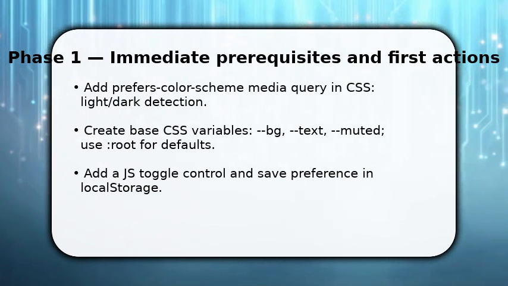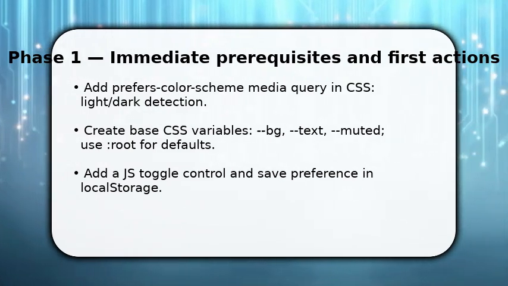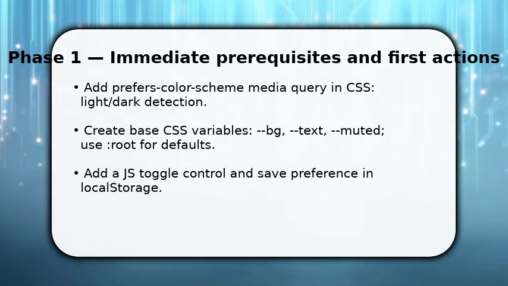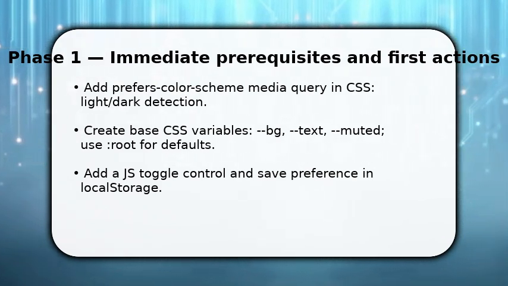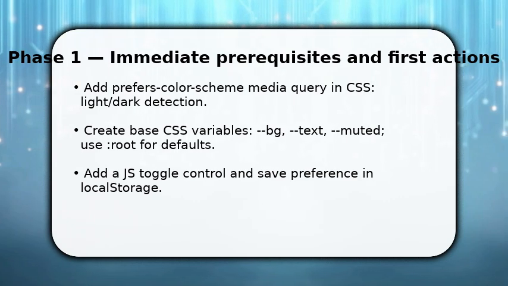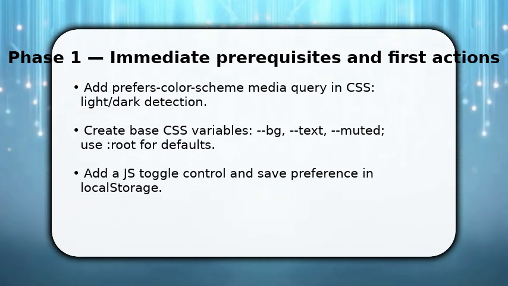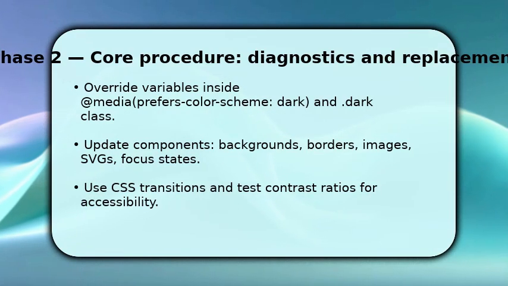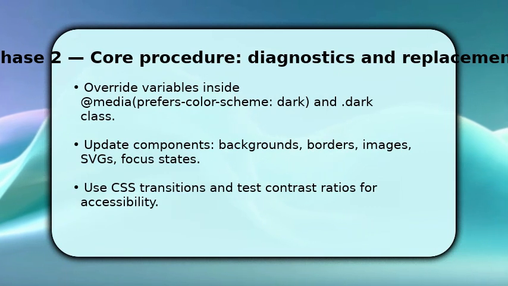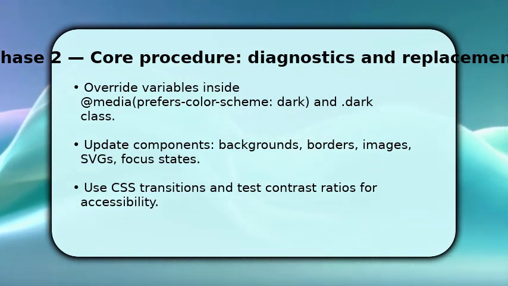Once done, the structure is ready. You haven't restyled yet, but you've created the switching mechanism that makes the rest simple and consistent. You now implement the dark theme by overriding your CSS variables inside @media (prefers-color-scheme: dark) and a .dark class so both auto and manual modes work.